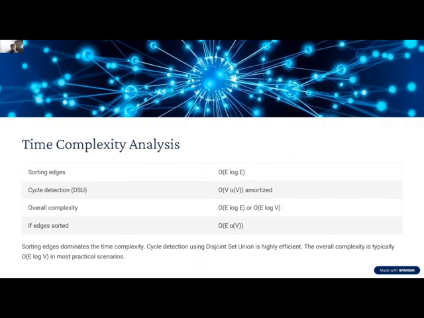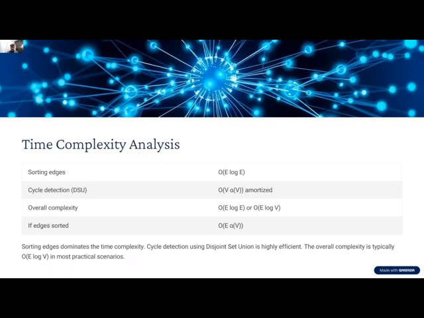Now, the advantages and disadvantages of Kruskal's algorithm. At first, it is efficient for sparse graphs. It performs well when the number of edges is much less than the number of vertices, and it is simple and easy to implement based on sorting and union find, making it conceptually clear. It always finds the optimal solution. It guarantees a minimum spanning tree if the graph is connected.